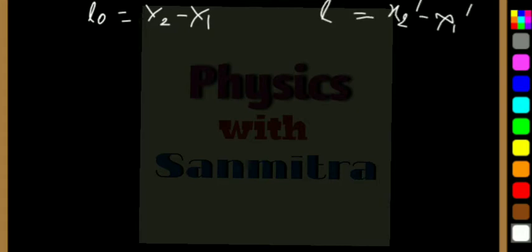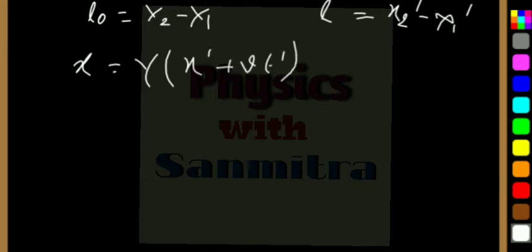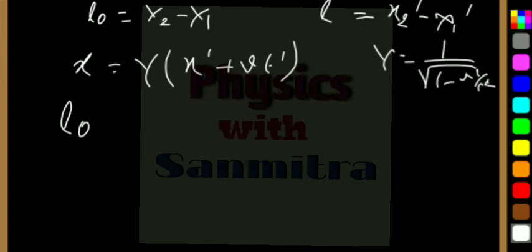So let me write once again, L0, that was the initial length at rest, that is x2 minus x1, and L we were having x2 dash minus x1 dash. Our formula for x from the Lorentz transformation, we can say x is gamma into x dash plus v into t dash. What is gamma? We know gamma is one by root over of 1 minus v squared by c squared. Where v tends to c, gamma tends to infinity, and when v tends to 0, gamma tends to 1.